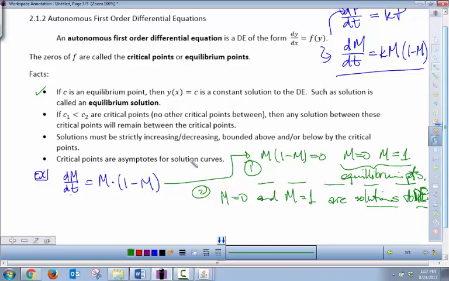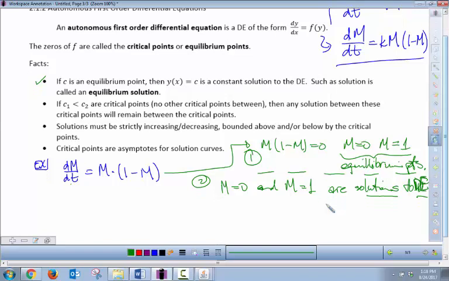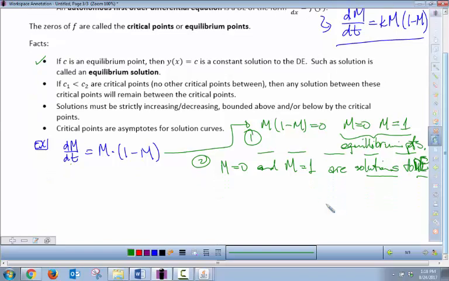And then critical points are asymptotes. So these will end up being asymptotes. Can you picture it? If you have particular solutions, or the family of solutions, they will have these as asymptotes. So in this case, this is what I'm kind of seeing, and then we'll confirm this with the actual graph.